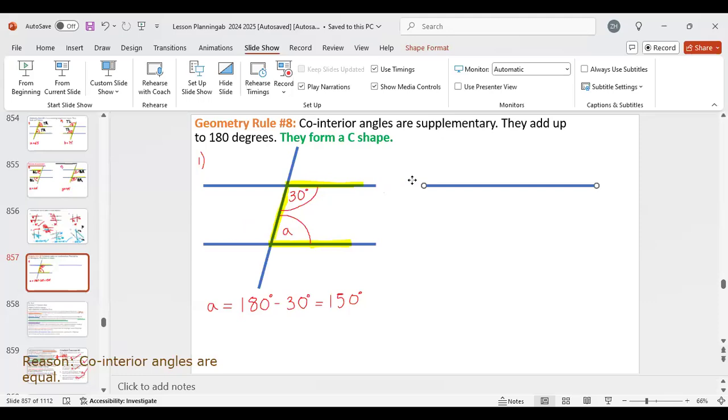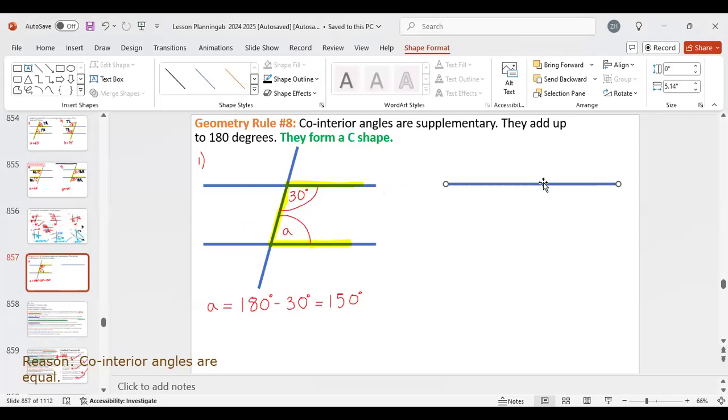Y'all use equal. That's the problem. They are equal, but in this case, they're not equal. They're actually supplementary. They add up to 180 degrees. Let's do another one.